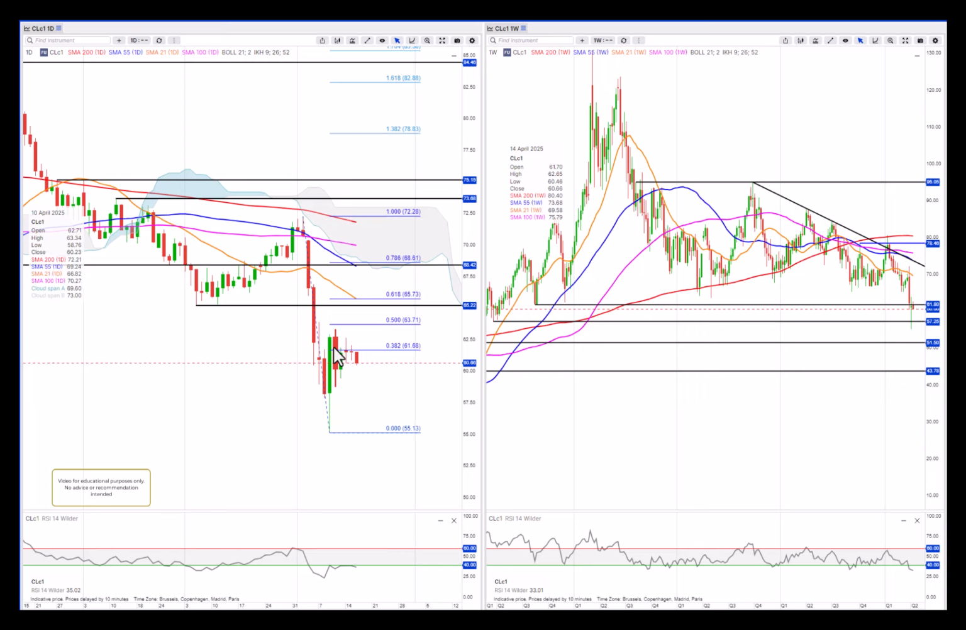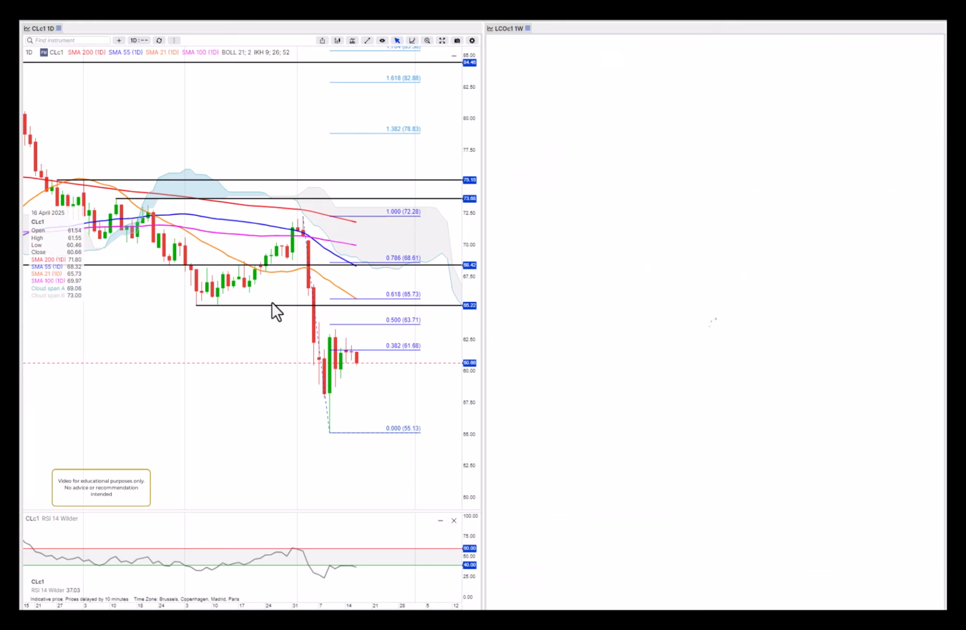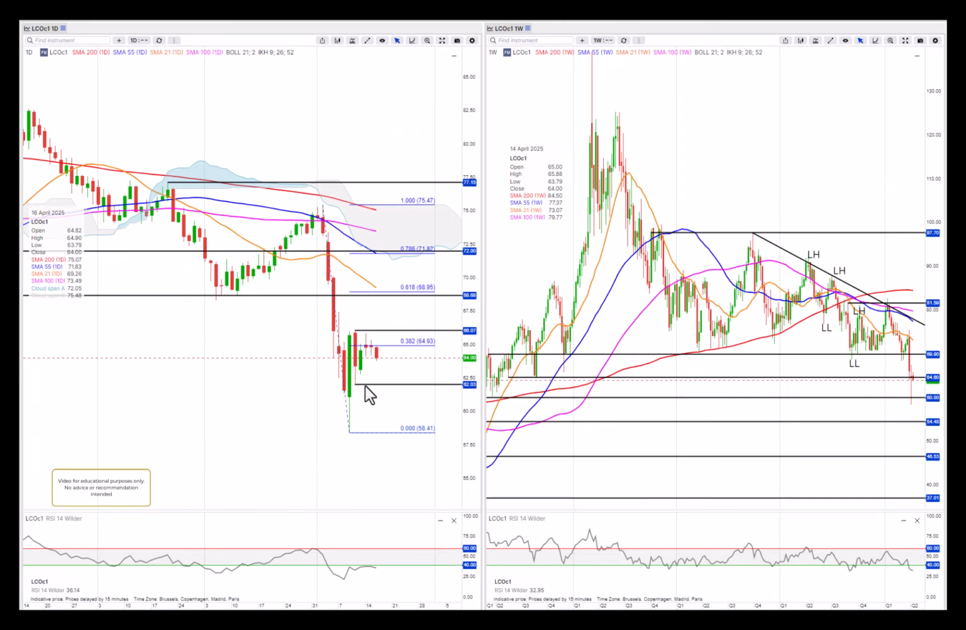The Brent crude oil, of course, more or less the same picture really. 66.07 is the resistance to take out for a move up to the 69 area. If it takes out 62, well, then we could see another push lower towards 54.5.